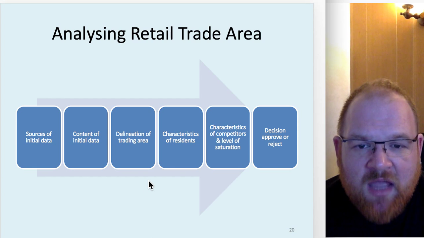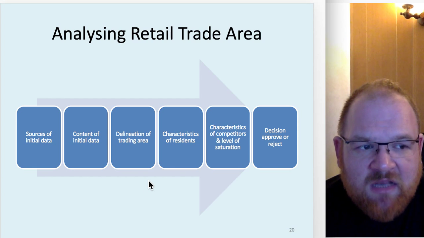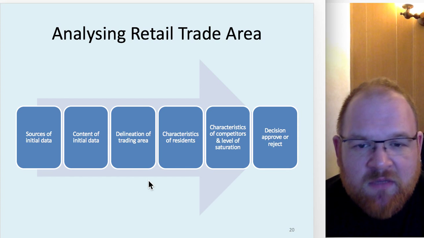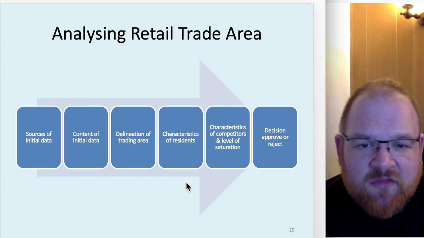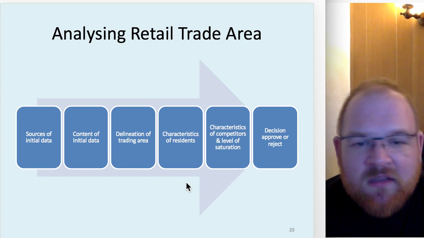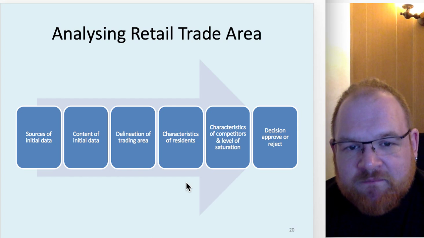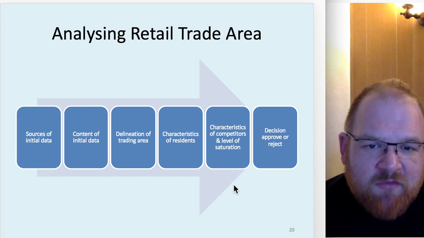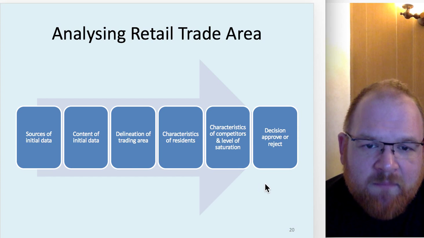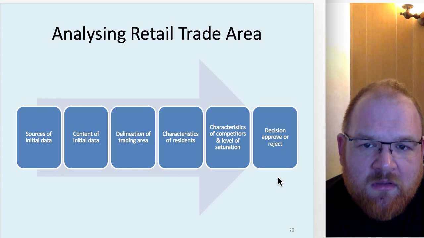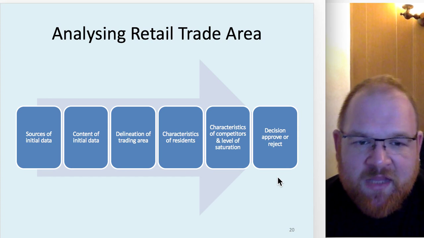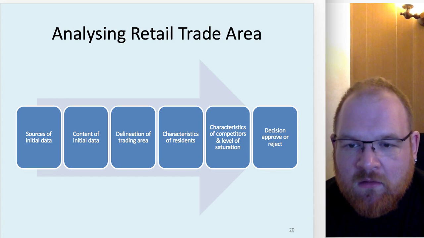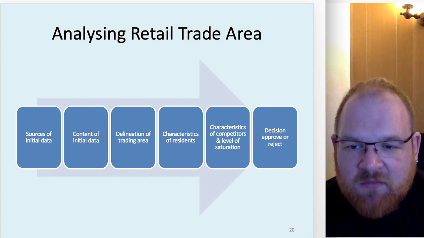Then we'd look at how we'd go about delineating the trading area. How big is it going to be? Is it going to have a large catchment area or a small catchment area? What are the characteristics of the residents within that? What are the economic constraints within that area? What level of competition is there? And then from the proposal, you then make the decision. And this is the process that I'd like you to go through for the exercise, and identify each of these different elements.